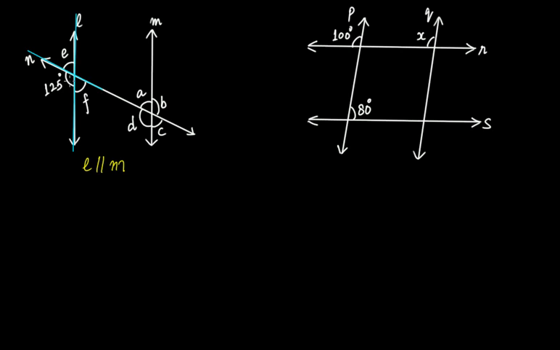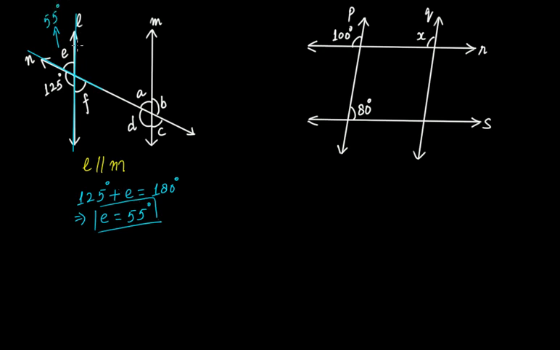If you look here, this is 125 degree. 125 degree and this angle E are actually a linear pair, right? So 125 degree plus E is forming a linear pair, therefore this will be equal to 180 degree. If you solve here, E will be equal to 180 minus 125, which is 55 degree. So E is equal to 55 degree.